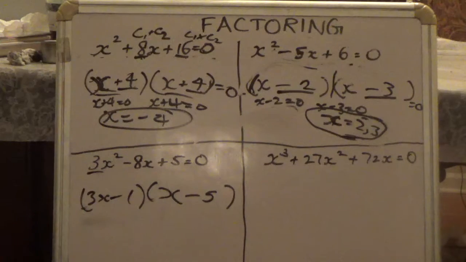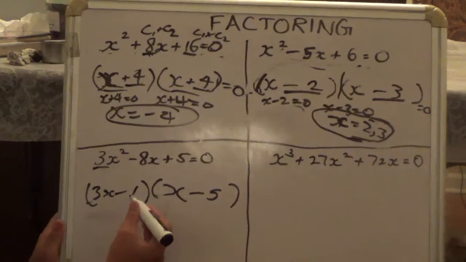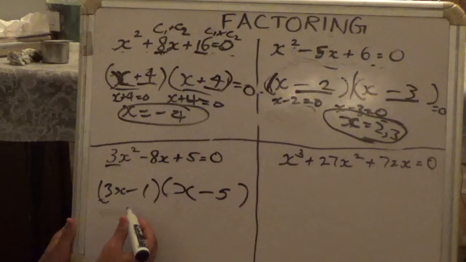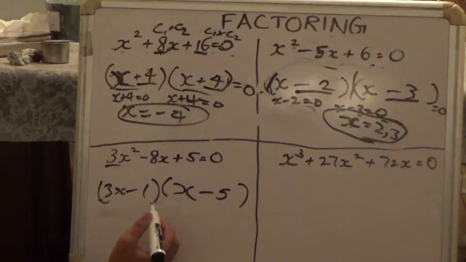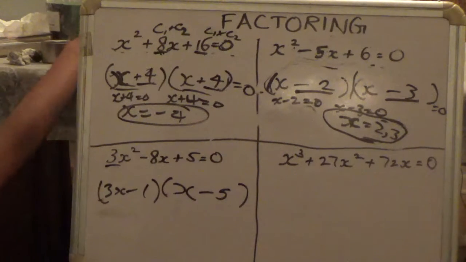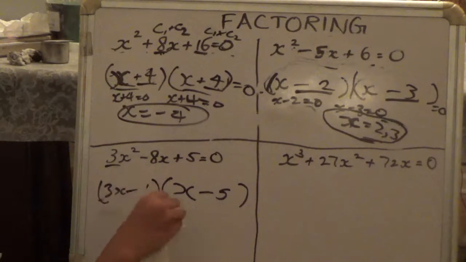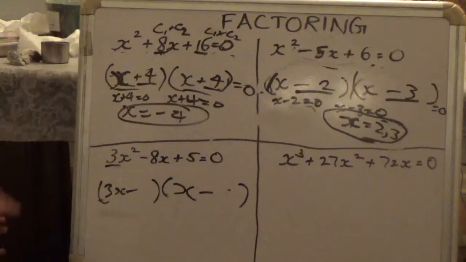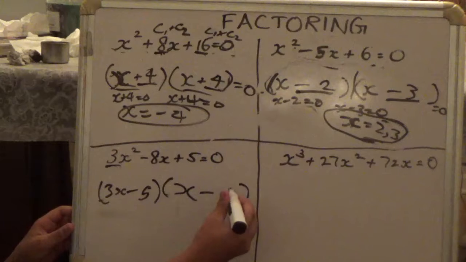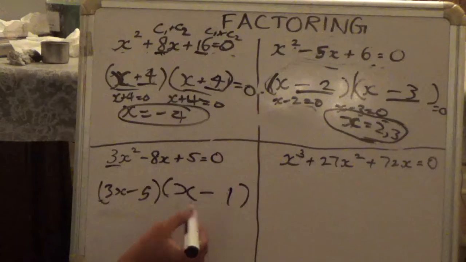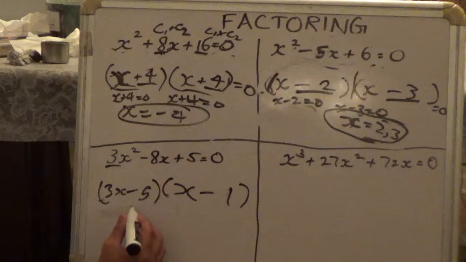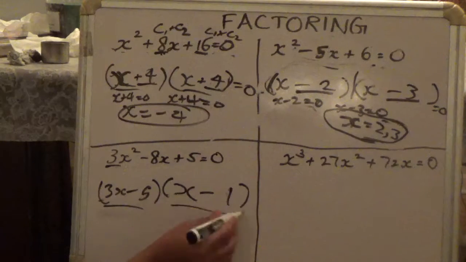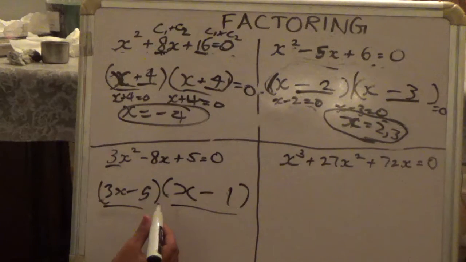So what you do here is try 3x minus 1, x minus 5. 3x times 5 is 15x minus x, that won't work. So there's only one other possibility: 3x minus 5, x minus 1. So minus 3x minus 5x is negative 8x. And I'm happy that we have finally found our binomials that multiply.